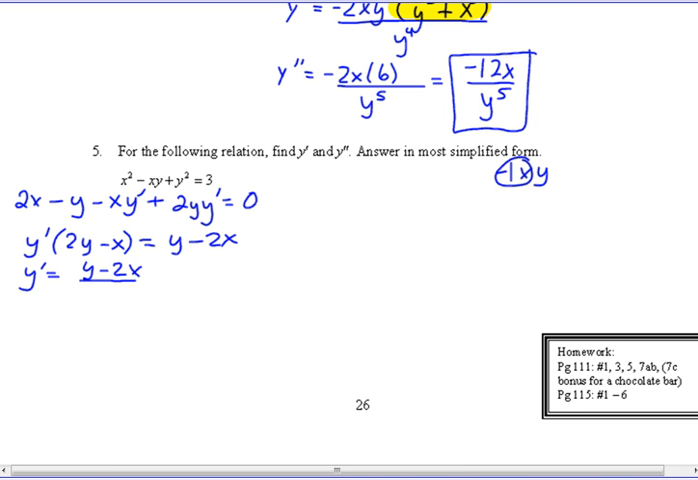This is kind of a funny looking function, hey? And there's our y prime. Or, yeah, relation, thank you. Mistake.